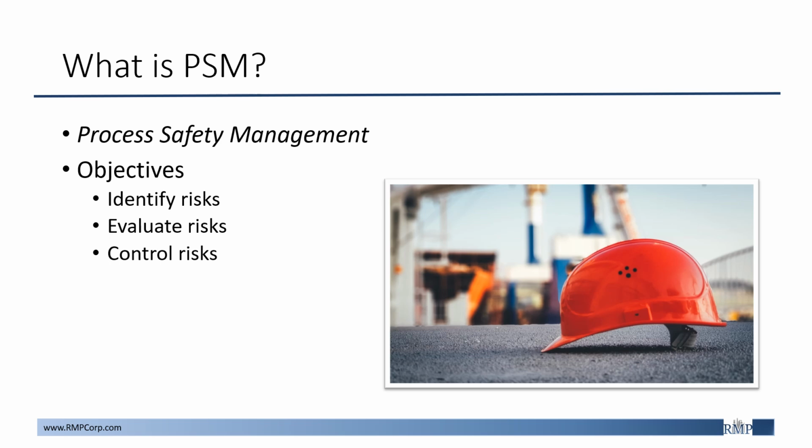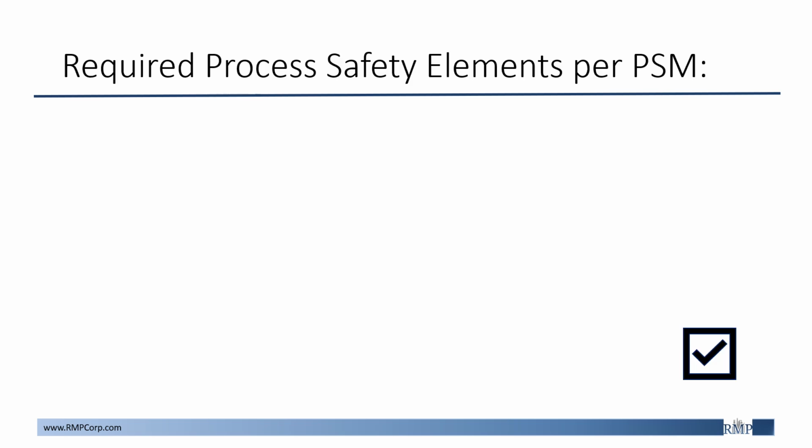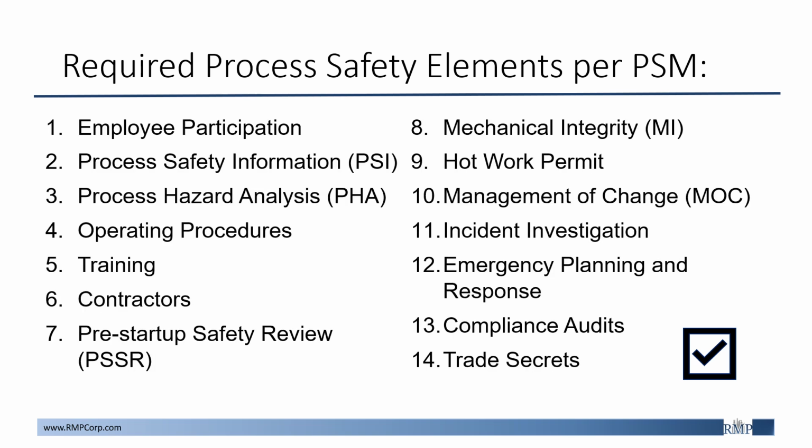PSM has 3 simple objectives, which are to identify risk, evaluate risk, and control risk, which are to be fulfilled by a whopping total of 14 elements within the PSM program. For PSM, these are the required process safety elements. A lot of these elements, as you may have observed, overlap with the RMP. Therefore, it is very important to know where your facility falls in terms of compliance and work to develop the necessary elements to fulfill regulatory requirements.